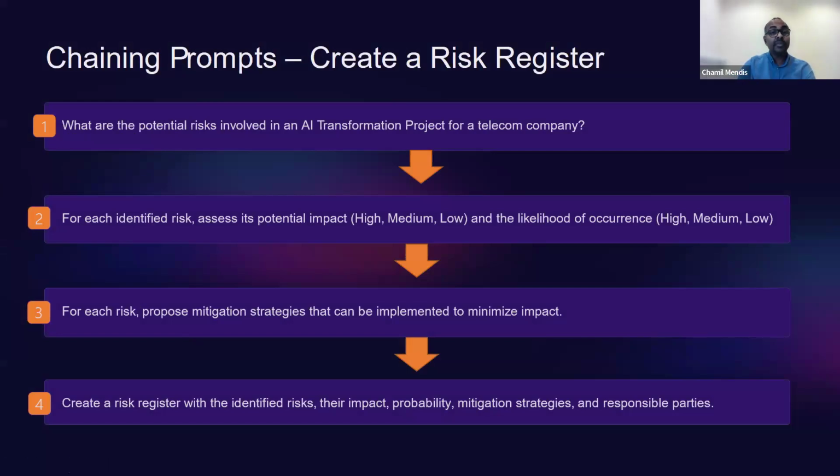Then you ask, for each identified risk, to assess the potential impact in high, medium, low, and likelihood in high, medium, low. Then, as the third prompt, for each risk, propose mitigation strategies that can be implemented to minimize the impact. Then finally, you are creating the risk register.